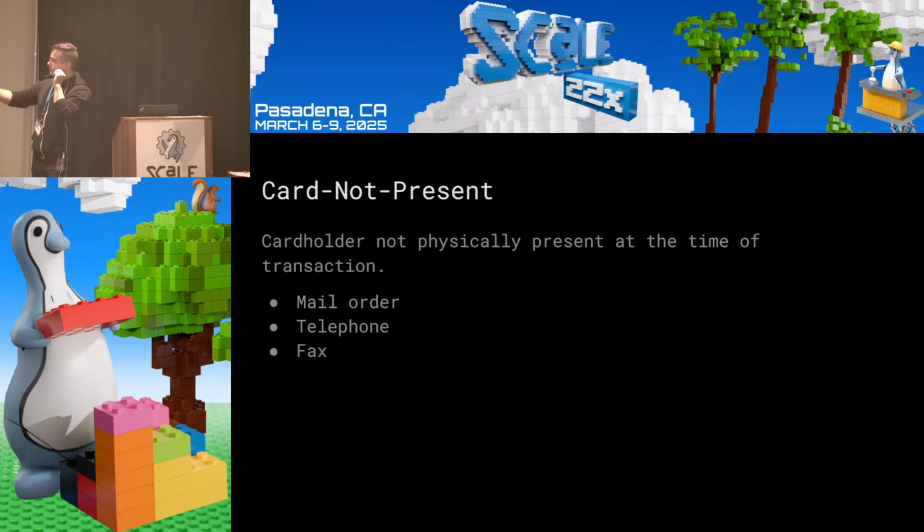But the idea of using your card when you're not there is pretty old. So mail order and telephone, they call that MOTO. Fax, that's still a thing, believe it or not. And then the internet. That's what we're talking about today.